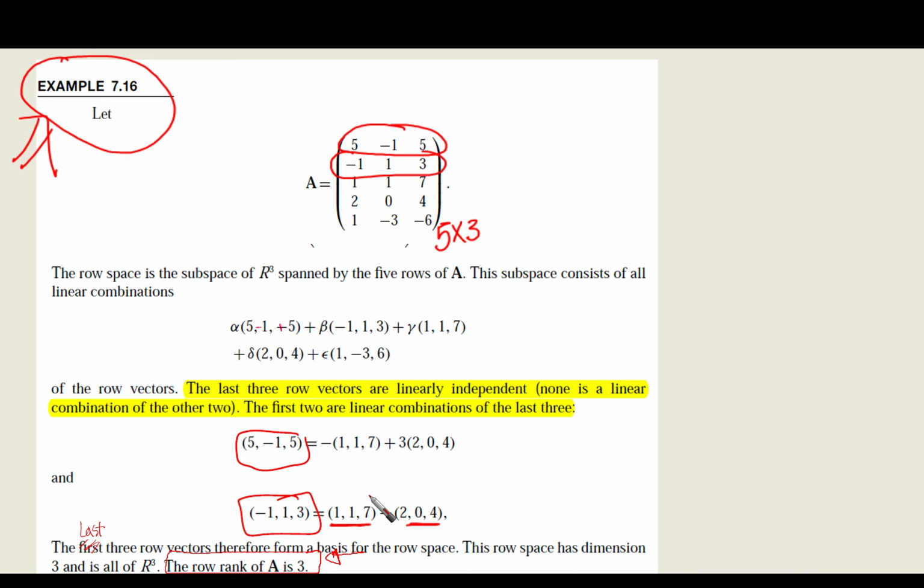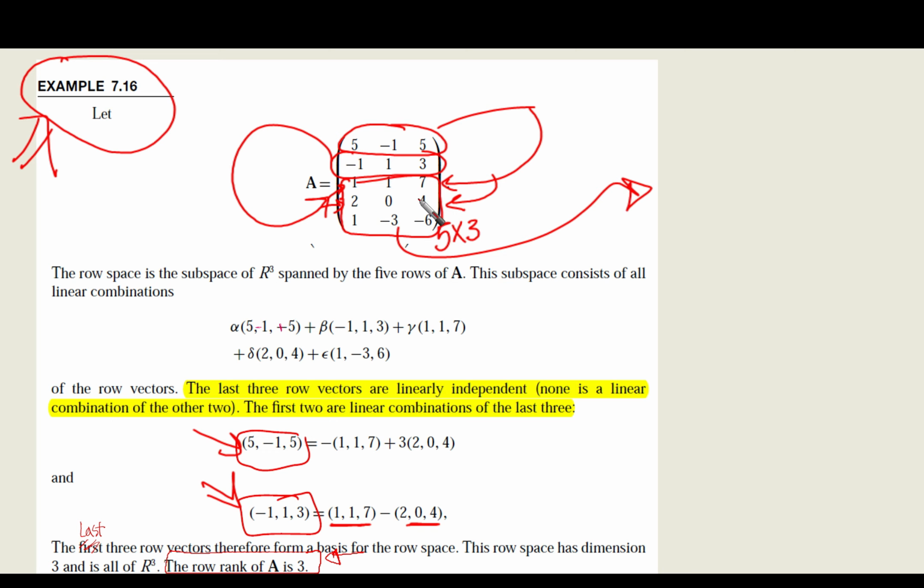So this means that this row, which is row 1, is dependent on row 3 and row 4. And also this row, which is row 2, is dependent on row 3 and row 4. But if you look at rows 3, 4, and 5, they are independent. That's the point. What is the meaning of independency here? That you cannot make up these rows, which are rows 3, 4, and 5, from any combination of other rows. So they are totally independent.